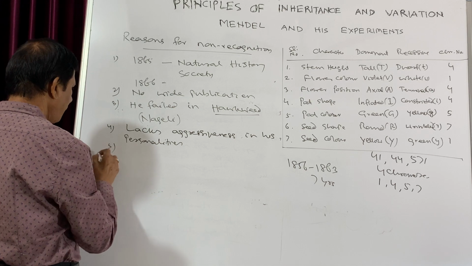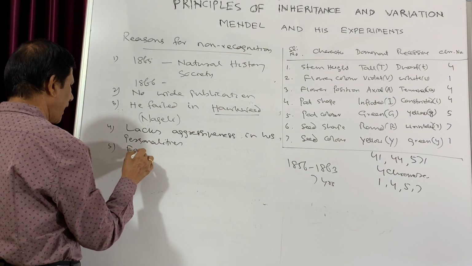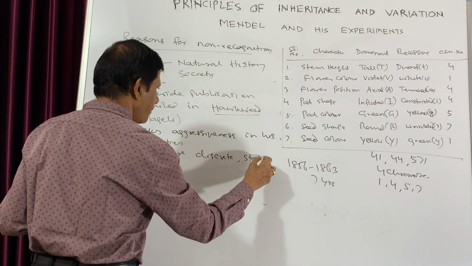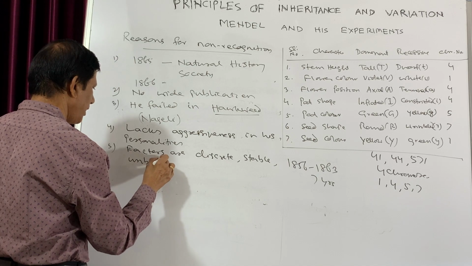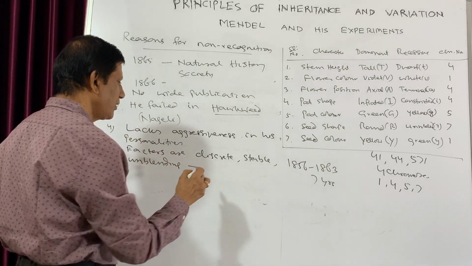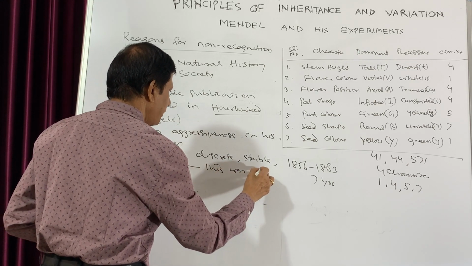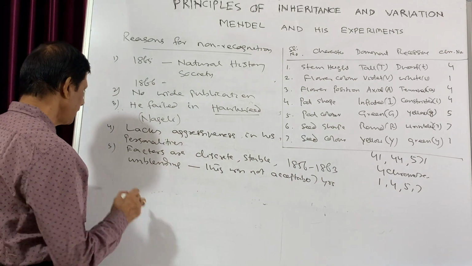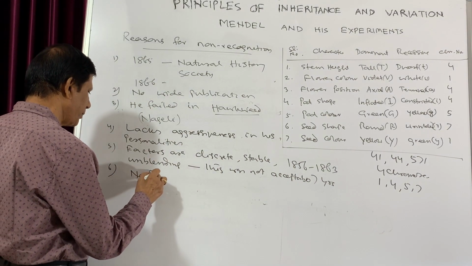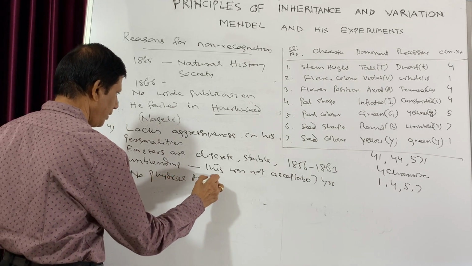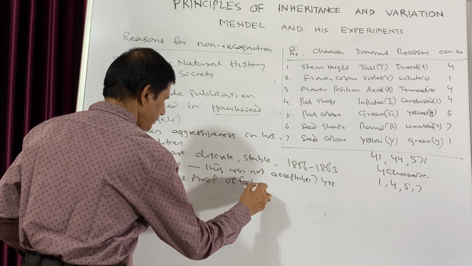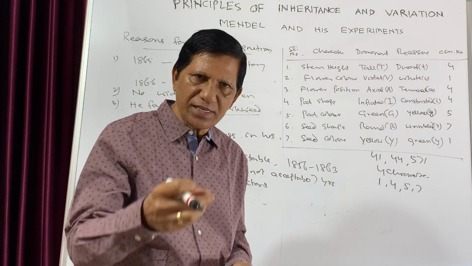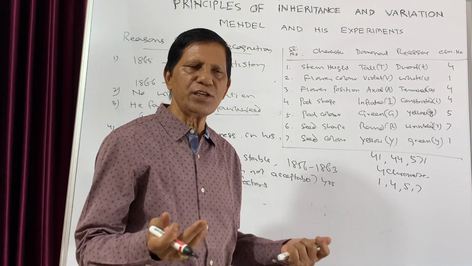Then another important point is that factors are discrete, stable, non-blending. This was not acceptable to the scientists at that time. They didn't accept it. And another point is, no physical proof of factors. The factors are actually transmitting from generation to generation, but there is no physical proof. So scientists were not convinced.